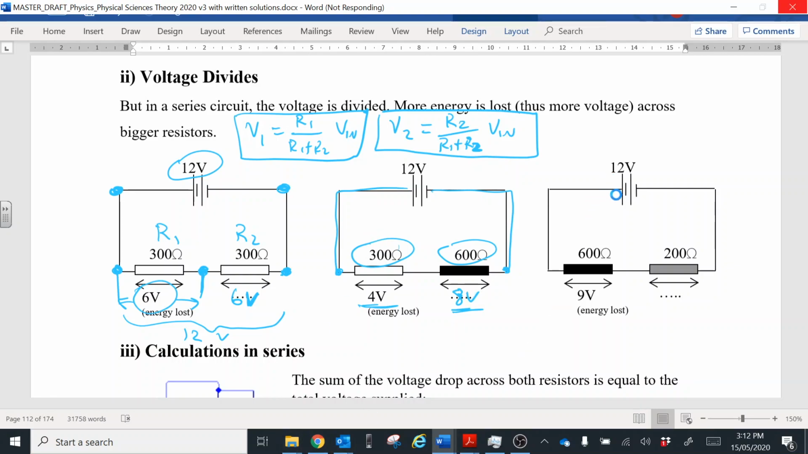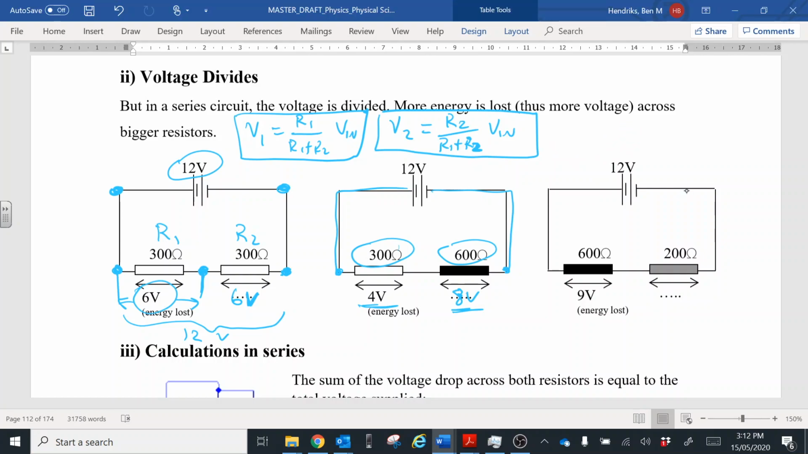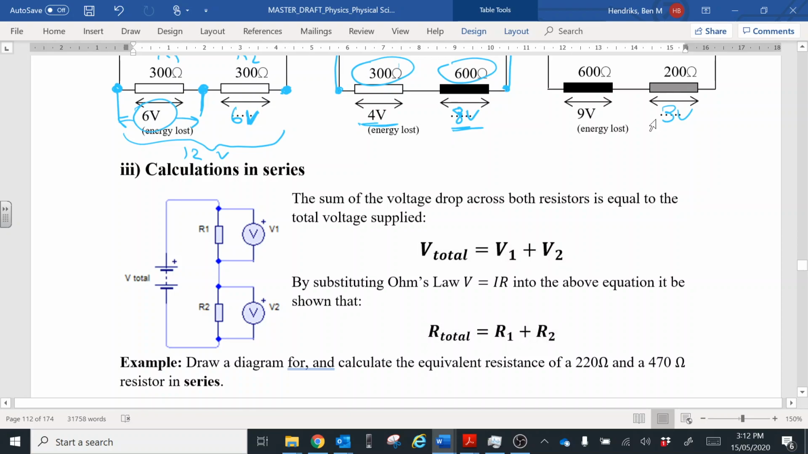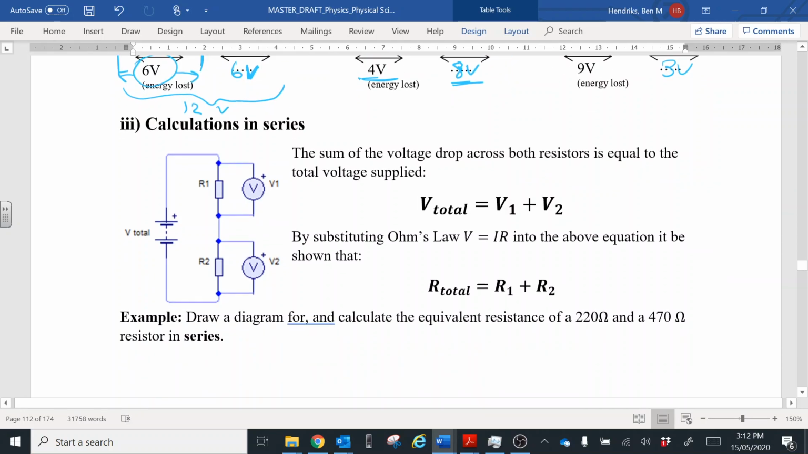And you can probably guess then for this last circuit here, if we've got a 9 volt drop across the first one, we've got a 3 volt drop, and again, 600 is 3 times as much as 200, so 3/4 of the voltage is going to drop across a 600 ohm resistor compared to a quarter of it dropping across that 200 one.